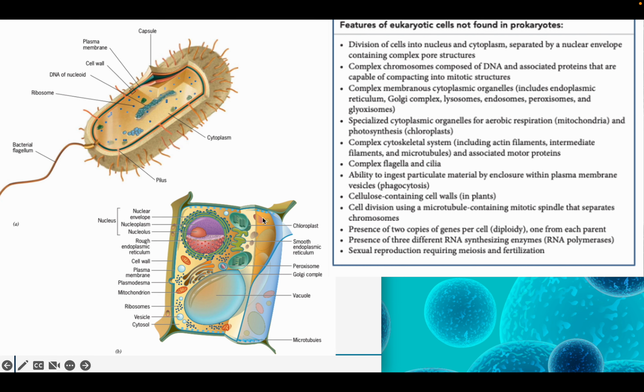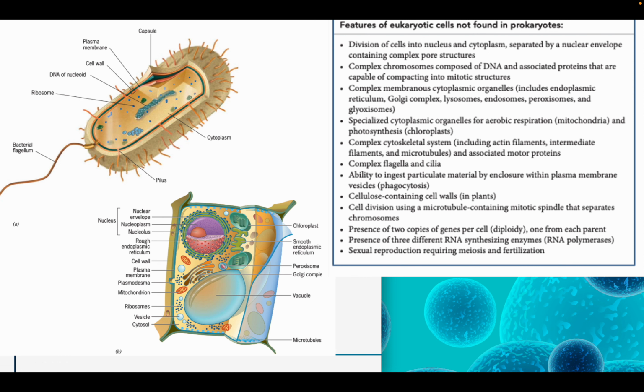How about the endomembrane system? Eukaryotic cells have an elaborate membrane system consisting of the endoplasmic reticulum, Golgi apparatus, and vesicles. This system is involved in the synthesis, modification, and transport of proteins and lipids within the cell.